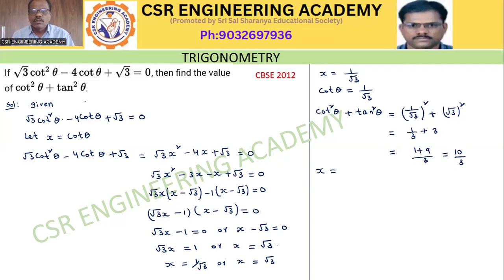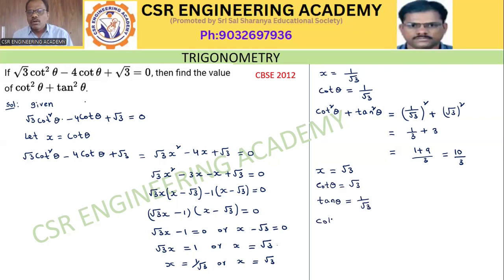Now x is equal to root 3, that is here x is equal to cot theta. Cot theta is equal to root 3. Reciprocal of cot theta is equal to tan theta, that is tan theta is equal to 1 by cot theta, is equal to 1 by root 3.